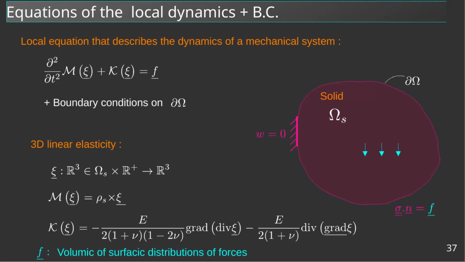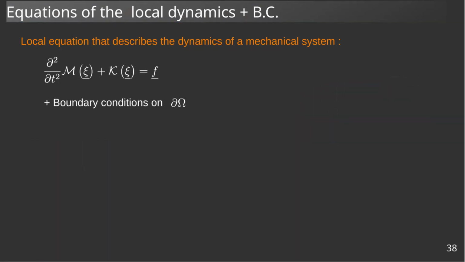And finally, the external forces correspond to a distribution of volumic force on Ωs or surface force on the interface. With these three examples, we have illustrated that the undamped dynamics of mechanical systems can be generalized in a form involving a mass operator, a stiffness operator, boundary conditions, and an external forcing.